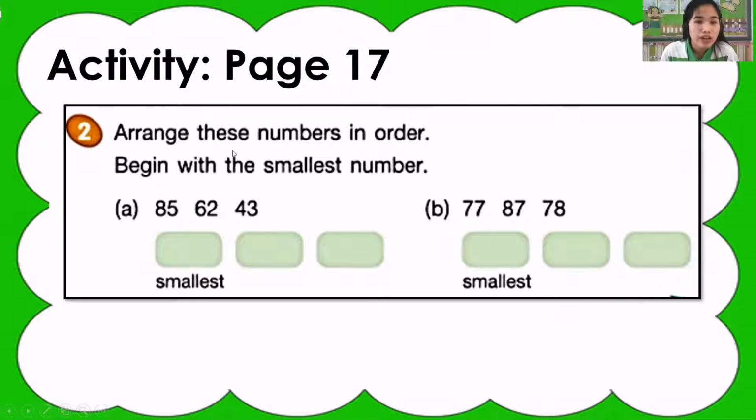So on page 17, we have your activity here. You are going to arrange these numbers in order. You will begin with the smallest number. So letter A, we have here numbers 85, 62, and 43. What do you think is the smallest number here? You will write on the first box. You will write here the smallest number, followed by the greater number and the greatest number.